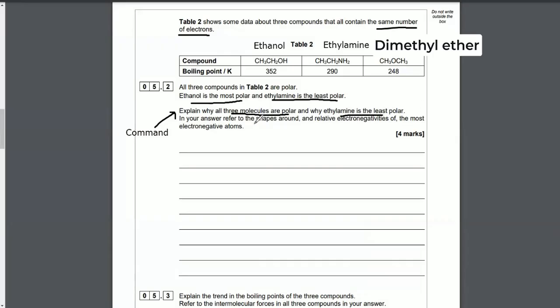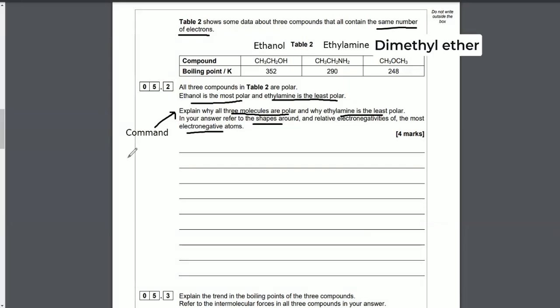In your answer, refer to shapes. So if you say what all the shapes of those molecules are, that's the third one. And the relative electronegativities of the most electronegative atoms. So talking about electronegativity as well. So these 4 black lines I've made in this last paragraph are the 4 marks we need to hit. So explain why all 3 molecules are polar. What is it that all 3 molecules have that makes them polar?